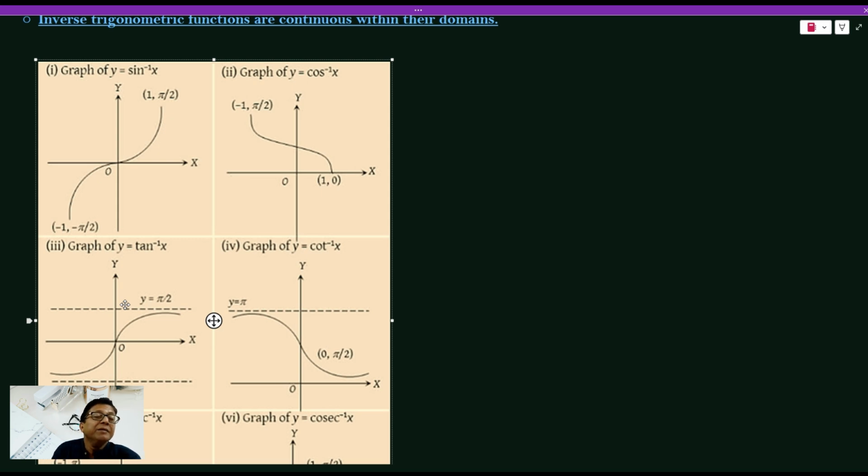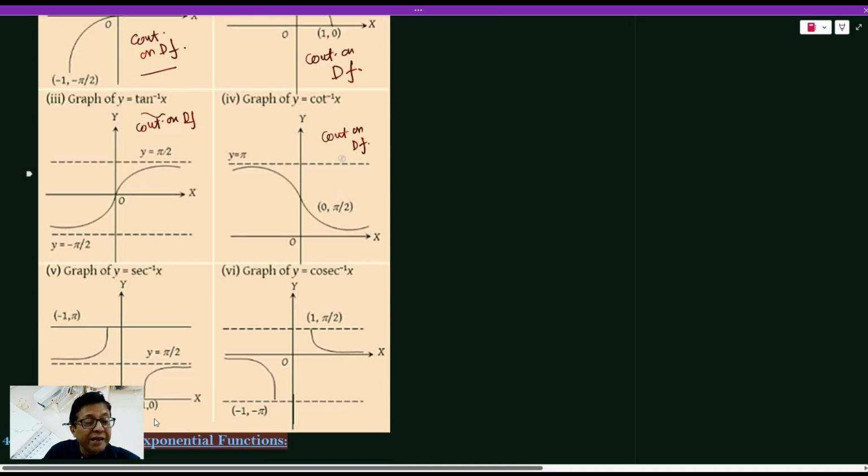F(x) equal to sin inverse x. If you take the interval from -1 to 1, it is assumed to be continuous, because it cannot accept the value beyond 1 and less than -1. So this function is continuous on its domain. Tan inverse x graph is this. This one is also continuous on the domain. All these functions are continuous on their domain.